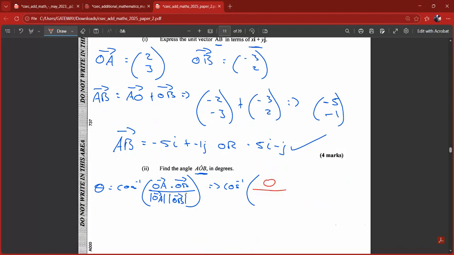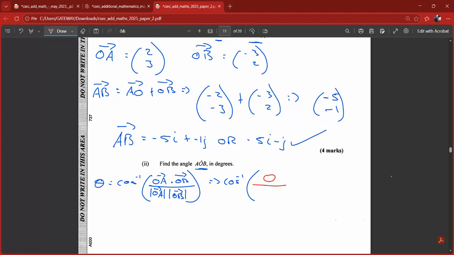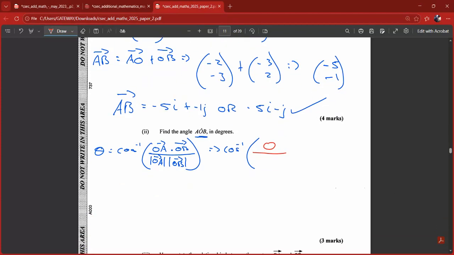So again, 0 for the top. Obviously, I don't even need to work out the length there because I already have 0 on top, right? If I have 0 as my numerator, it doesn't matter what my denominator is, I will get 0 for the entire fraction here. So I just put in my OA times OB. It doesn't matter what the denominator is, this entire thing in the bracket will be 0. So theta would simply be cos inverse of 0, which is basically 90 degrees.